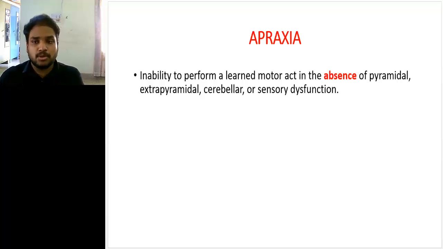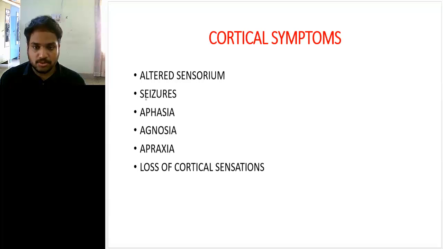So now we will come to apraxia, right? We have finished all those symptoms: altered sensorium, seizures, aphasia. Now we will deal with apraxia. Agnosia, I have told you, visual agnosia, auditory agnosia, all those things. And loss of cortical sensations, astereognosis, agraphesthesia, all these are the cortical symptoms. Now we have only one to deal with, that is apraxia.